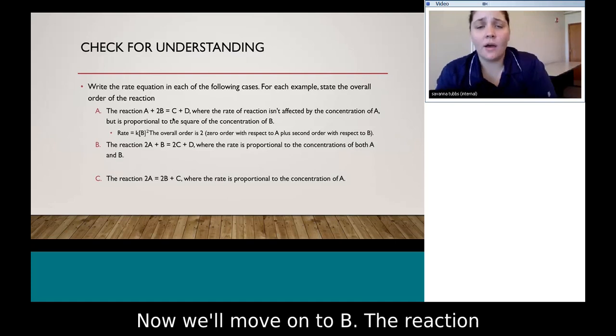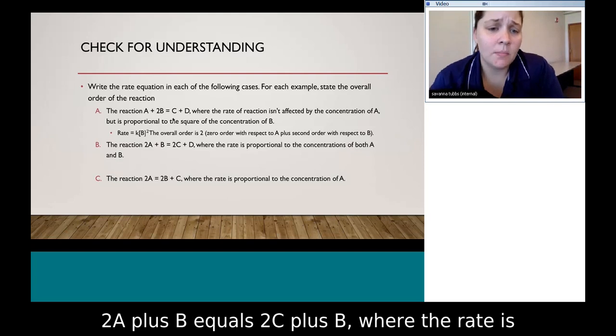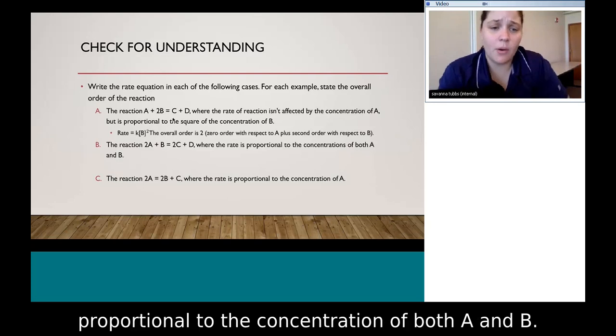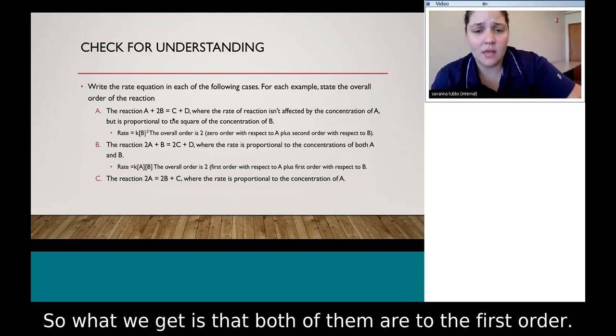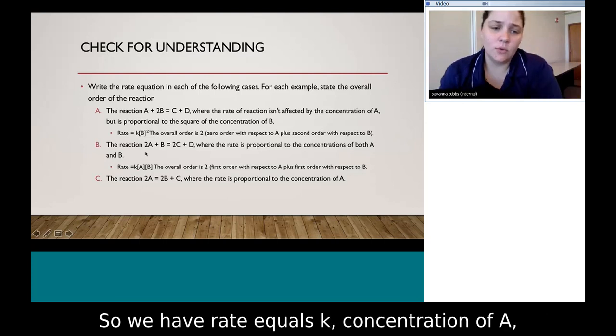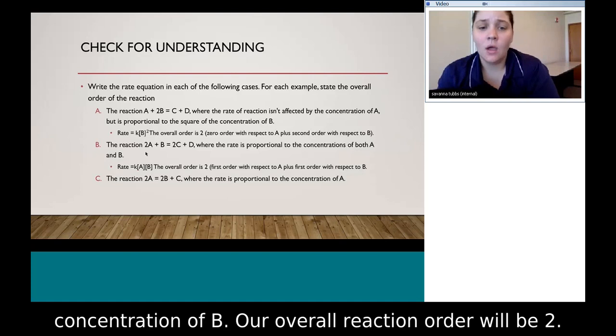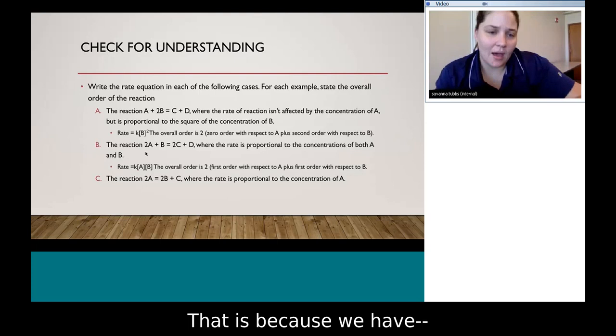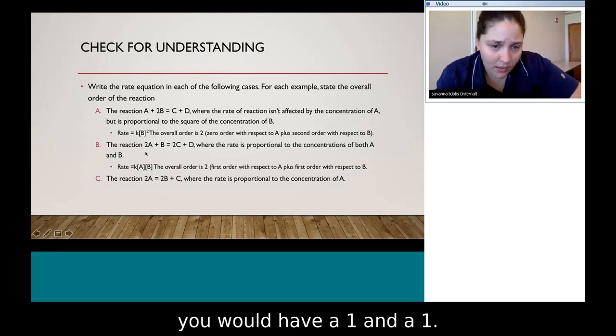Now we'll move on to B. The reaction 2A plus B equals 2C plus D, where the rate is proportional to the concentration of both A and B. So what we get is that both of them are to the first order. So we have rate equals k, concentration of A, concentration of B. Our overall reaction order will be 2. That is because you would have a 1 and a 1.